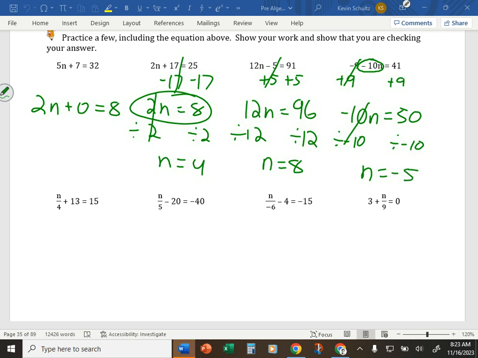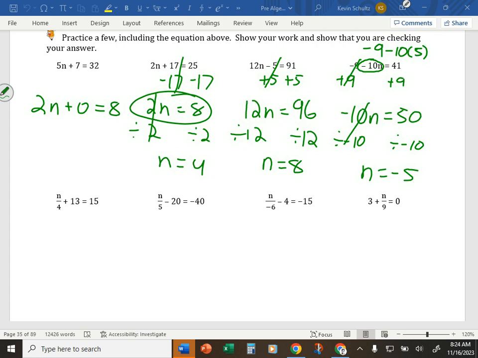And here's why I recommend checking, okay? If you missed bringing this sign down, you would get positive 5 as an answer. When you went back to check that, and you put in a positive 5, negative 9 minus 10 times positive 5 would give you negative 59 as an answer. And you would know, wait, that doesn't equal 41, I made a mistake. And hopefully you go back and you realize, oh, I gotta bring the sign. So checking helps avoid those silly mistakes.